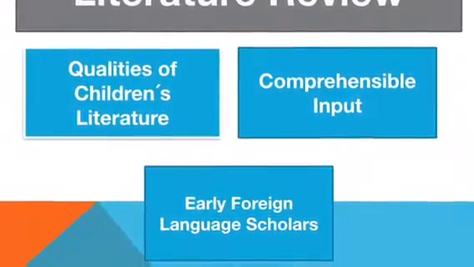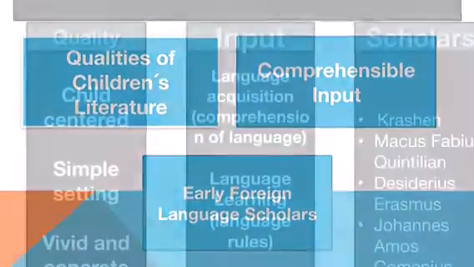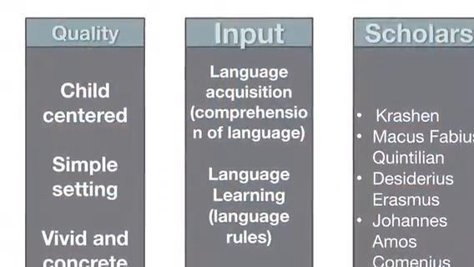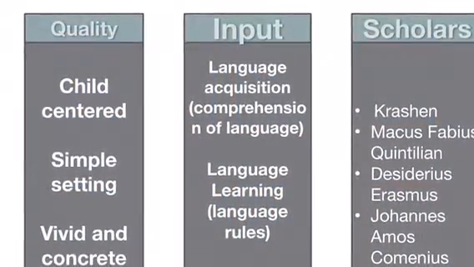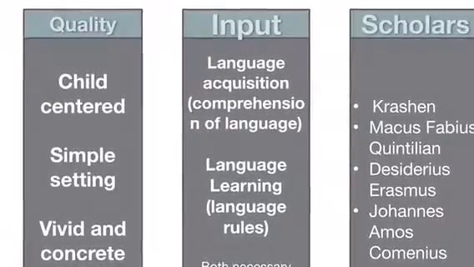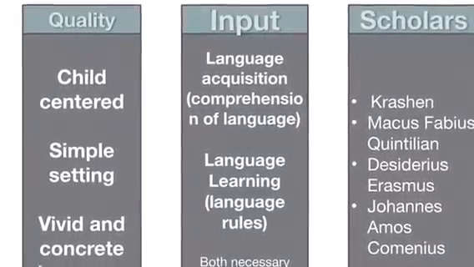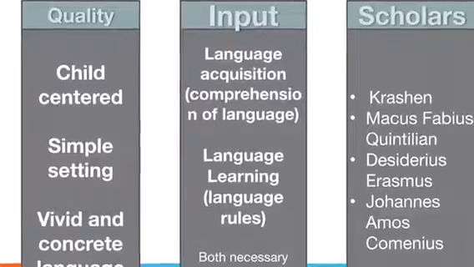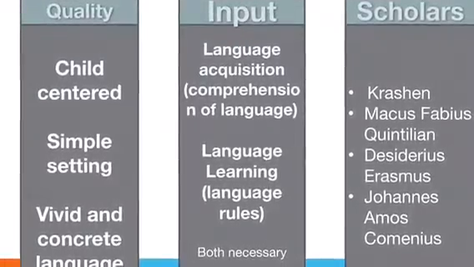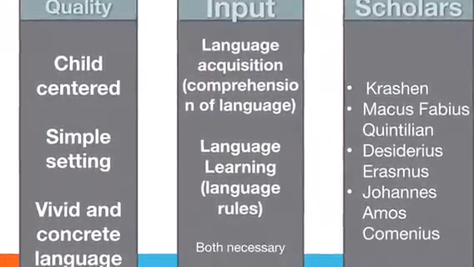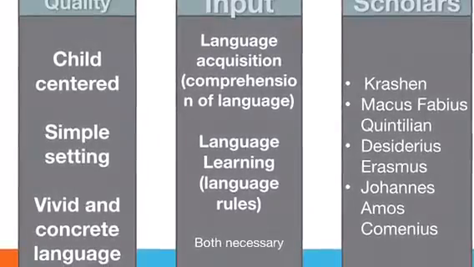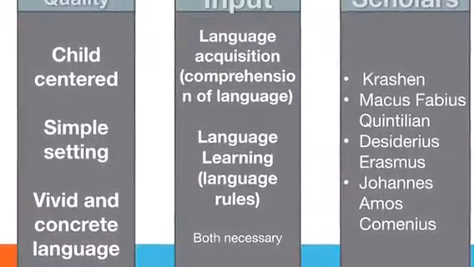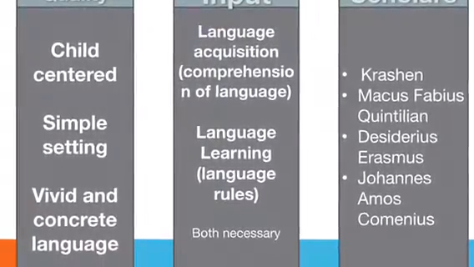The first one, the quality in children's literature, should take into account the following aspects. It should be child-centered, which means that the child has to be the protagonist, the center of attention. It should have a simple setting. It should be vivid and use concrete language.